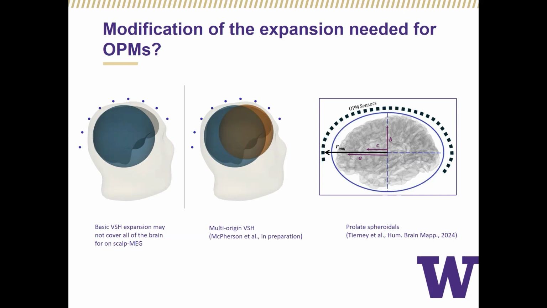So what we are doing now is, my student Stan McPherson is working on this, where you do a two or multi-origin VSH expansion where you have these overlapping spheres, and then you combine them into one basis which covers the whole brain. Or you also have the option of using other than spherical harmonics. So here we have the spheroidals. This was developed by Tim Tierney and others very recently, where you have a different kind of convergence volume because you have different mathematical basis functions, and now you have the whole brain covered nicely.